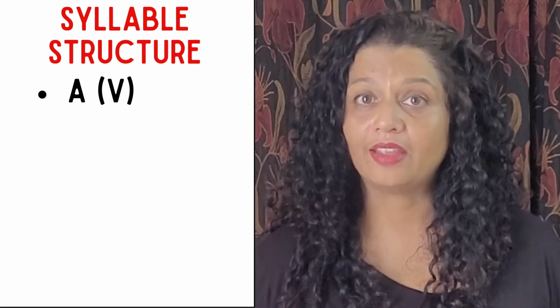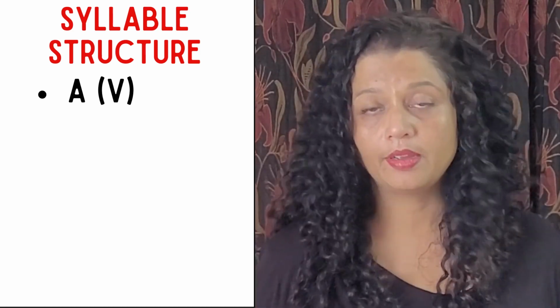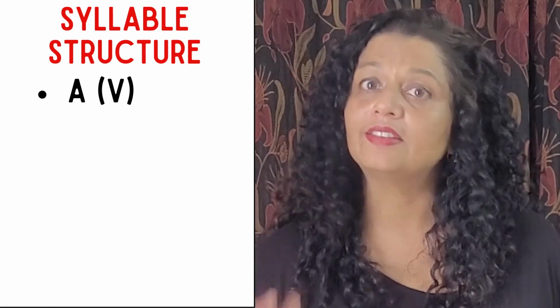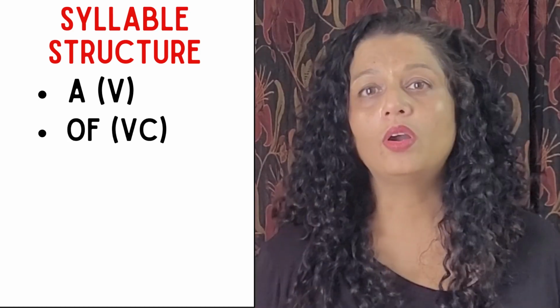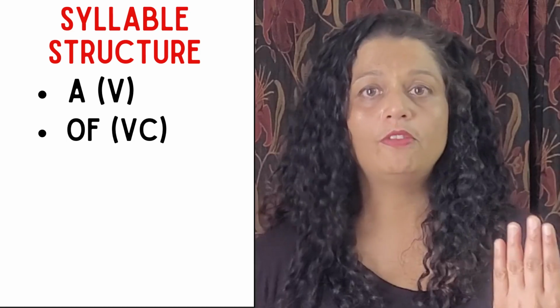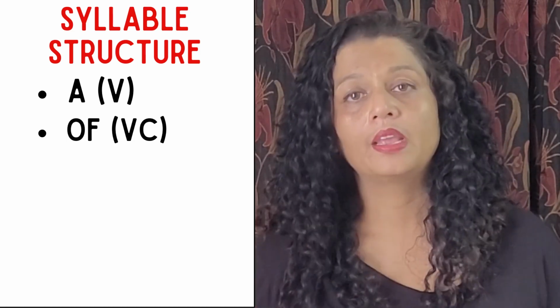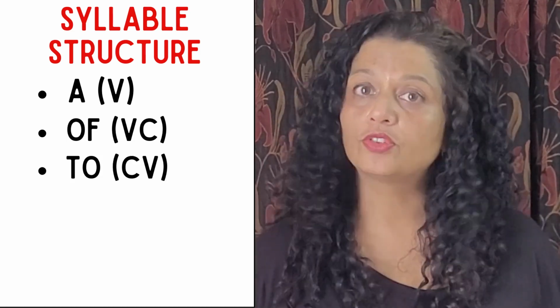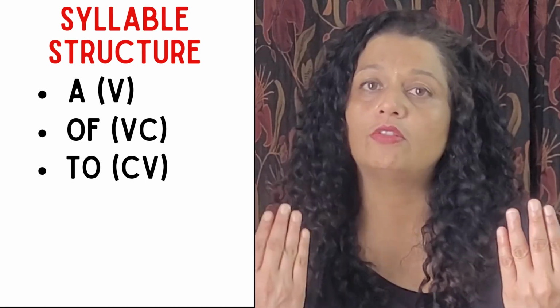The word a, the article a, like a book, that is a syllable. It is just a vowel sound. The word of is also a syllable. It has a vowel followed by a consonant. The word to is also one syllable. It's a consonant followed by a vowel.